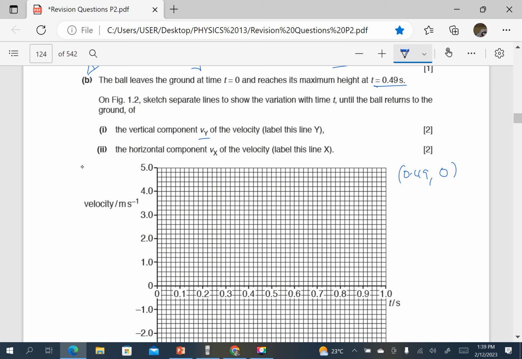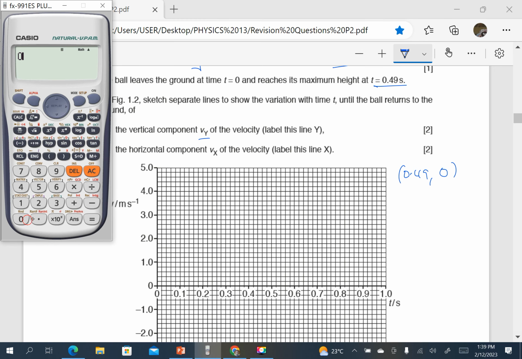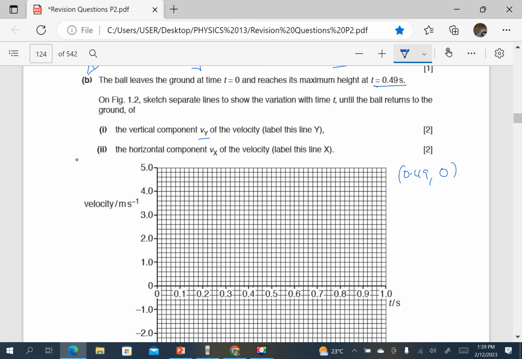So on the x-axis, the scale is 0.1 divided by 5 small squares. Each small square is 0.02. So 0.49 is in between there in the box. So there the graph should cross the x-axis.